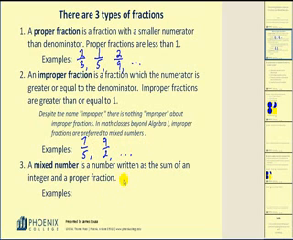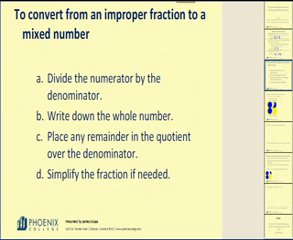Which brings us to a mixed number, and it is basically what it sounds like. A mixed number is a number written as the sum of an integer and a proper fraction. So for example, 5 1/2, 23 and 7/8, and so on. You kind of get the idea there. Now, even though it is a sum, we do not put an addition sign in between the integer and the fraction.